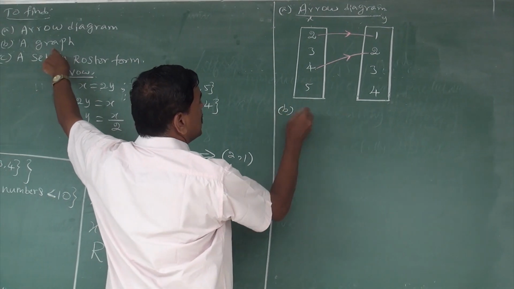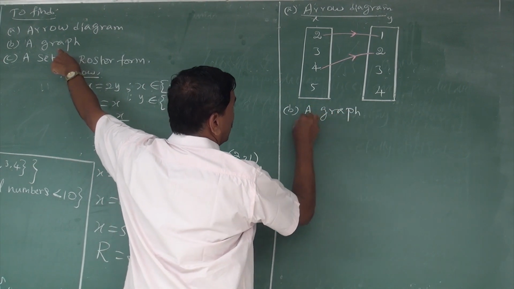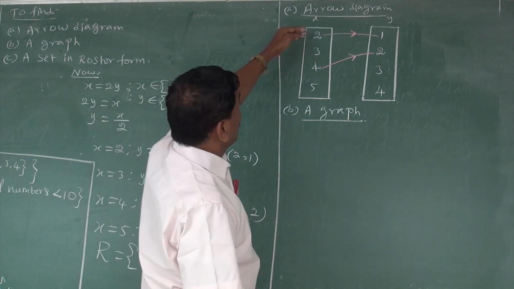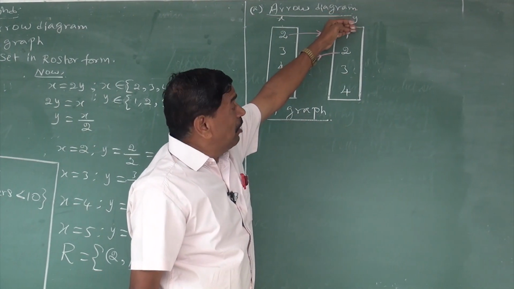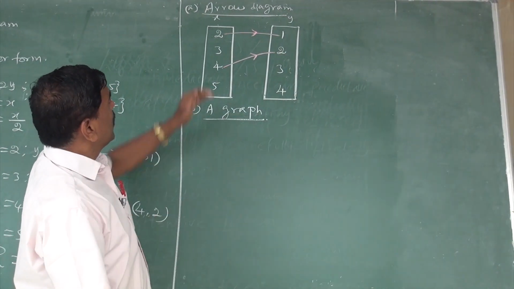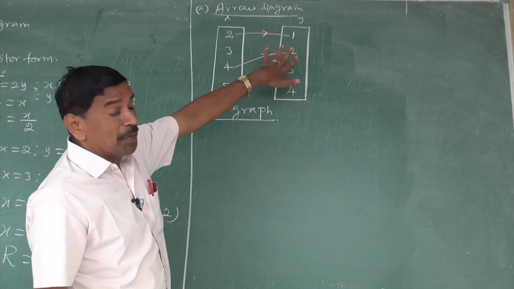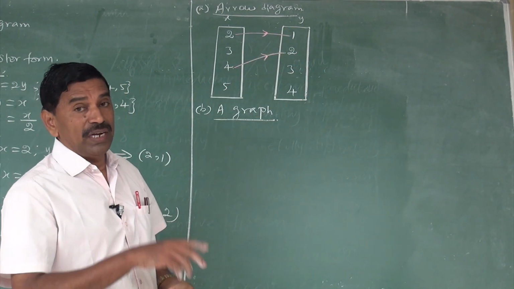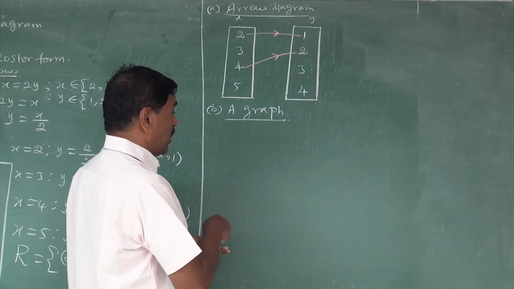Listen, subdivision B, a graph. Okay, a graph. Here consider x can take the values 2 to 5 and y can take the values 1 to 4. According to this, we want to draw the diagram, and here all x values are positive, y values are positive. So it is enough to draw a first quadrant graph. No need for a 4 quadrant graph.